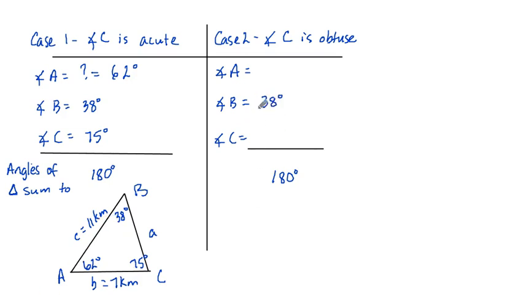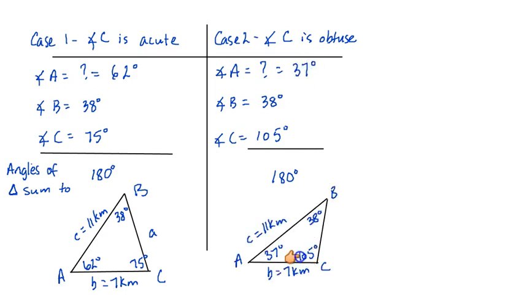Now in case 2, we're still stuck with angle B having to be 38. Angle C is 105 degrees. Does that leave anything for angle A? And indeed it does. 180 minus 105 minus the 38 gives us 37 degrees. And so the triangle might look more like this one. 105 degree obtuse angle. The triangle is nearly isosceles because these two angles are almost the same measure. And so we have two possible triangles.